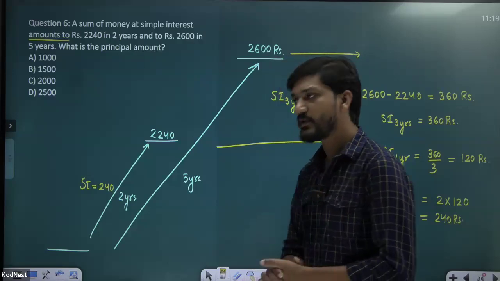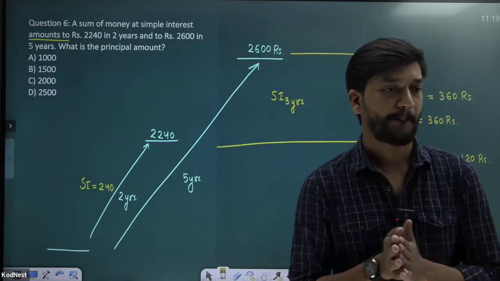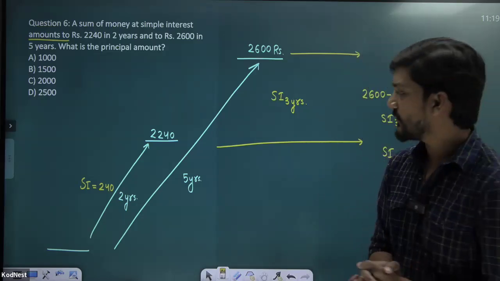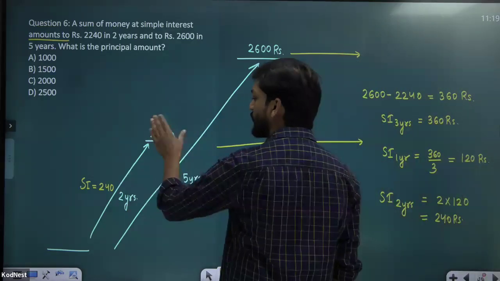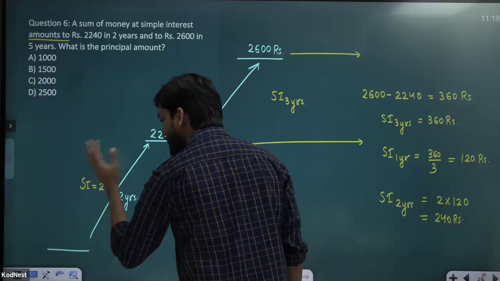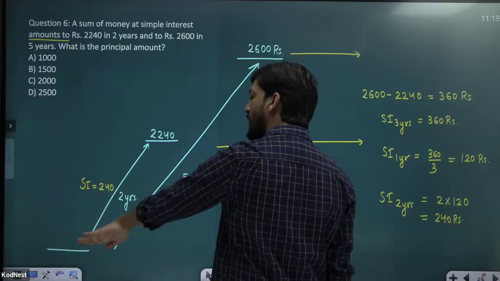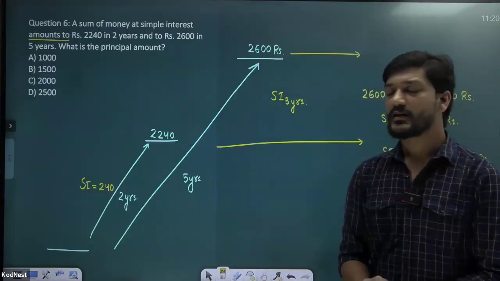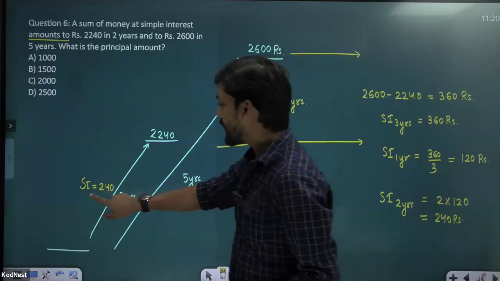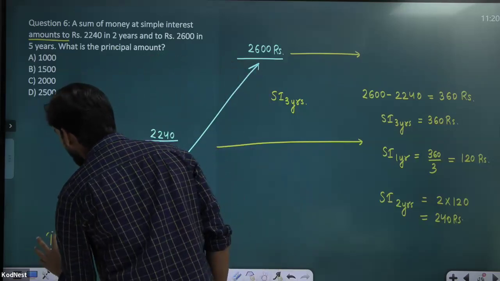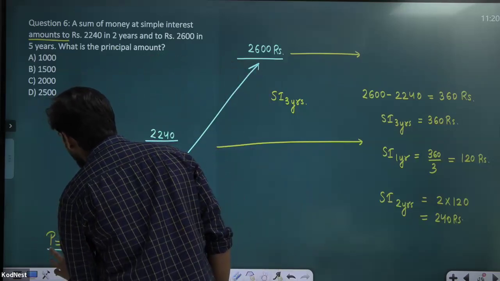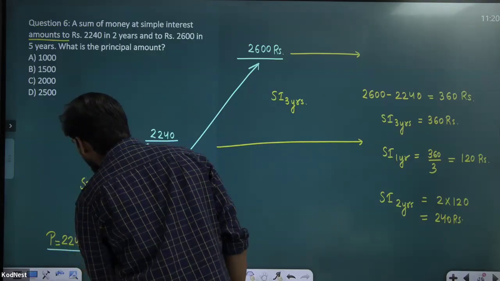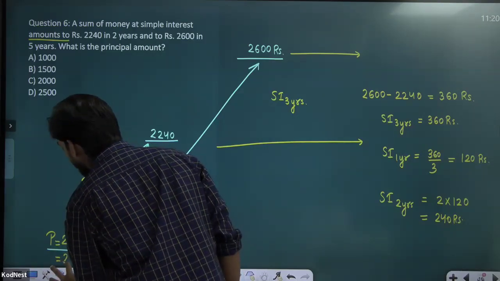Can you tell what is the principal now? Can you tell? So yes, sir. Final value minus interest will give you the principal. If you go downwards, you have to subtract. If you go upwards, you have to add. So 2240 minus 240 will give you the principal. So that means your principal is final account balance minus the interest, that is 2000 rupees.